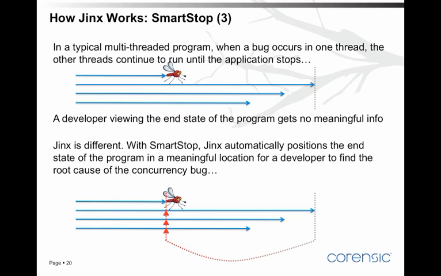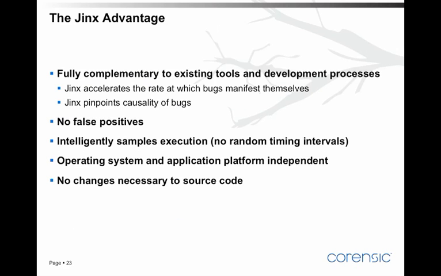When Jinx finds a bug and forces a bug to happen, it automatically positions the end state of the program in a meaningful location so that the developer can then go and find the root cause of that bug. It helps the developer save a lot of time by giving them all the information they need to quickly find, fix, and verify concurrency errors in their application. Jinx has a significant advantage over other tools.